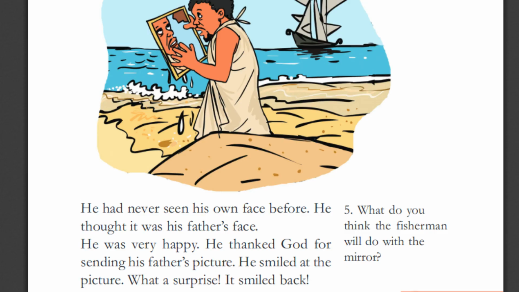Then he thought that it was his father's face. He was very happy. So he thanked God for sending his father's picture. He smiled at the picture. What happened? The picture also smiled. He became surprised. What a surprise! It smiled back. He turned the mirror to see if his father was behind it, but he could not see anyone.